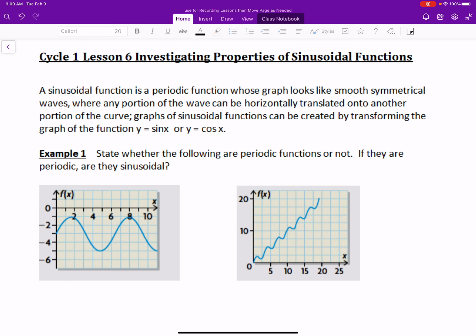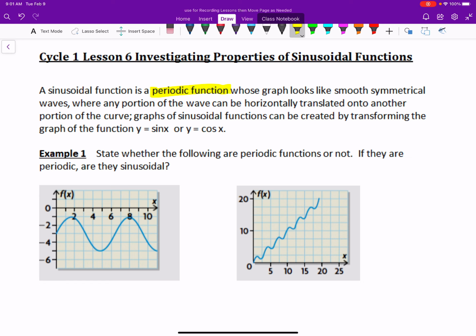Okay, so just to see what it says here, a sinusoidal function is a periodic function, right? Periodic, whose graph looks like a smooth symmetrical wave where any portion of the wave can be horizontally translated into another portion of the curve. That's just true of any periodic function. We can horizontally shift them left or right, by one cycle, to another portion.